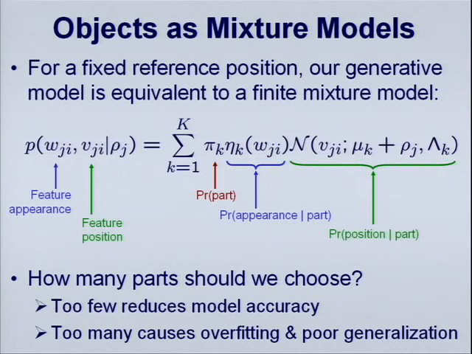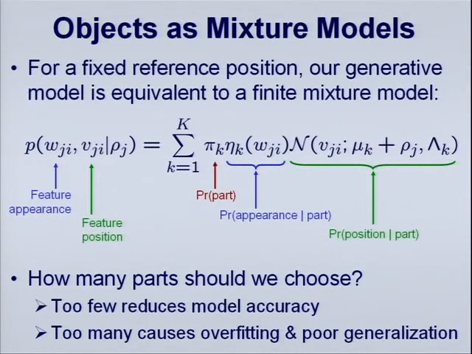Okay. So if I fix the reference position in that generative process I just described, what I have is just a finite mixture model. There's a probability of each part, or mixture component. Then conditioned on that part, I have a probability of feature position, which for us is going to be a Gaussian, with the mean shifted by the reference position. That's what captures how the object translates around. And also a distribution over the appearance of the feature. Remember, we did this vector quantization to map appearance to visual words, so this is just going to be a multinomial distribution. It says this word appears 3% of the time, this word 5%, this word 0.5% of the time, and so on.